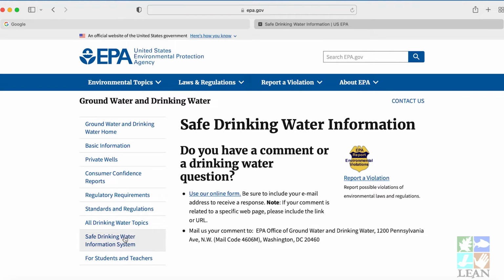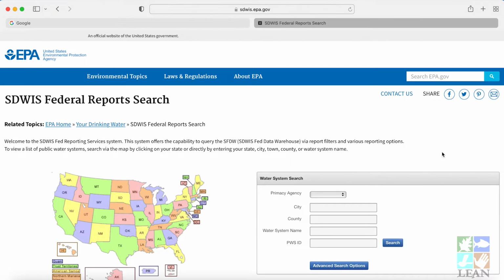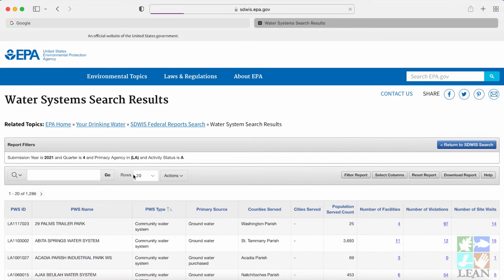Now when that comes up, you're going to see a list of selections on your left. And the database in which the drinking water is located is called the Safe Drinking Water Information System. So we'll go ahead and click on that. Now this is a great system because you can look by city or county or even your water system name. Or you can actually click on a map until you find your water system. So I'm going to go ahead and click on Louisiana, just as an example, and then you can pick your water system that way.